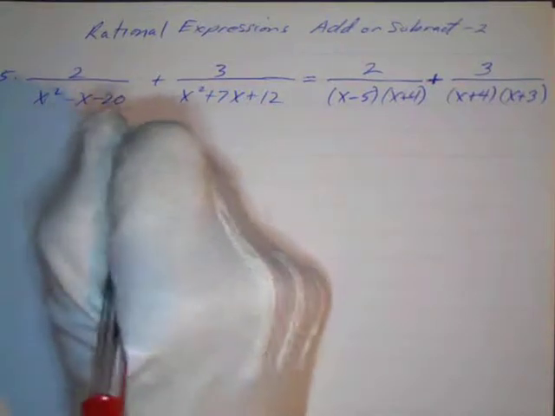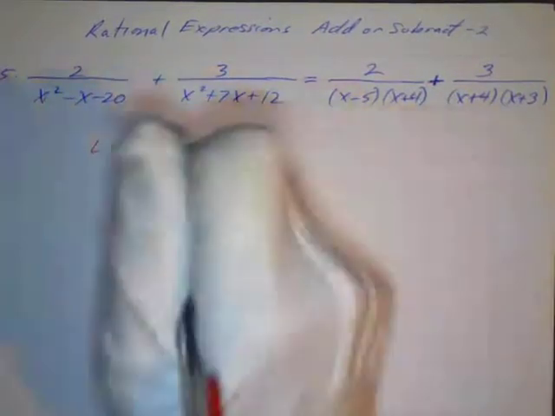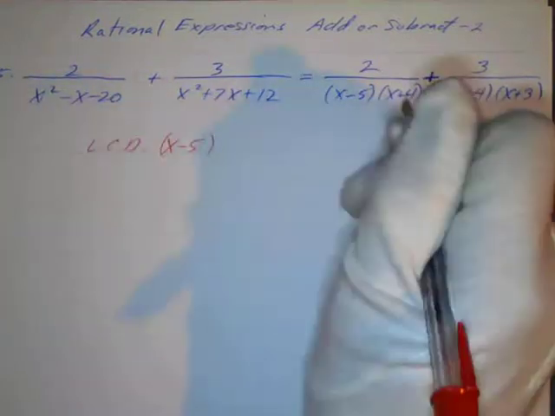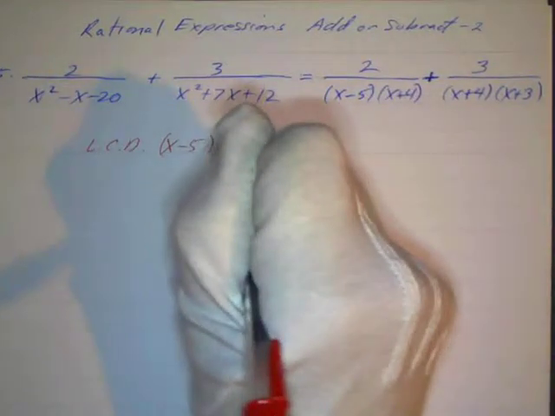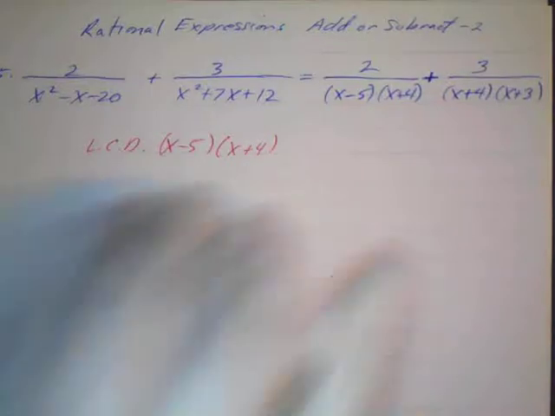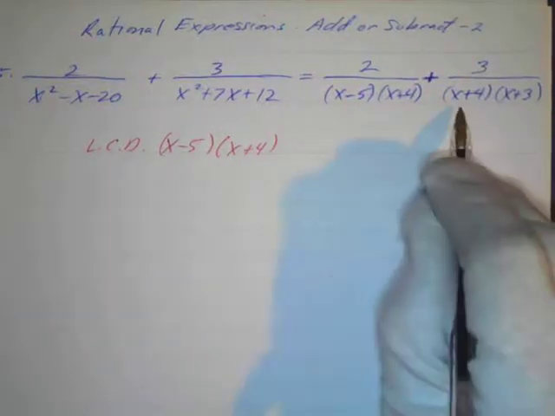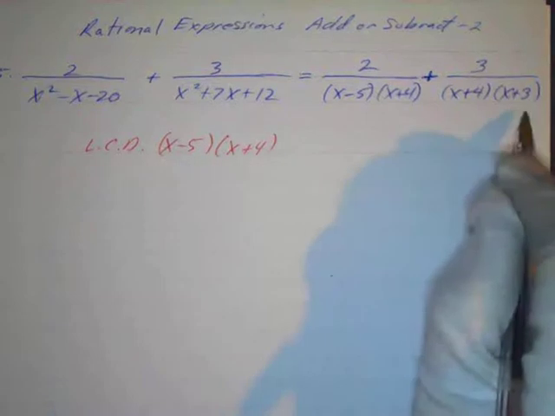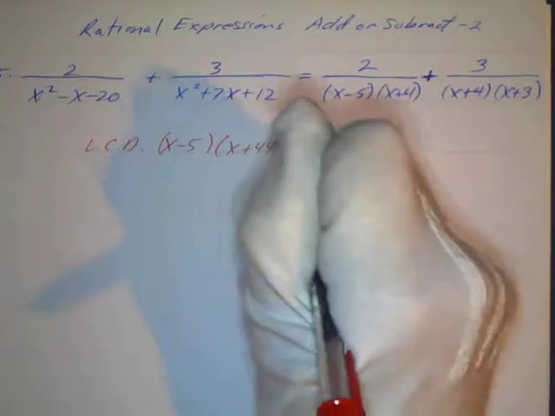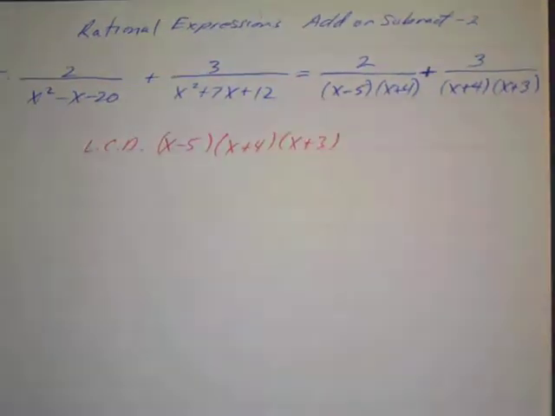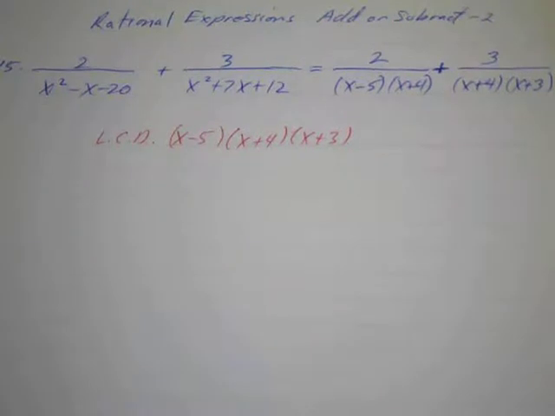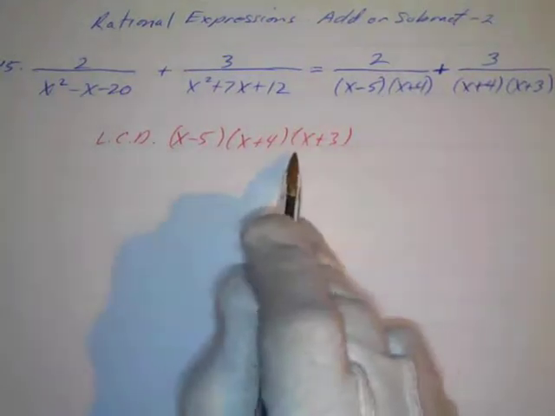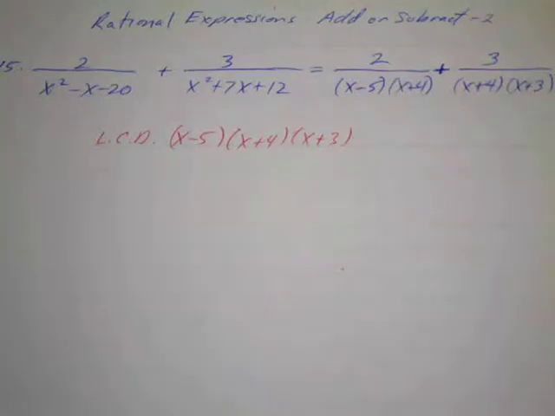So my LCD will be x minus 5 times x plus 4, because that fits into that. And then over here, I have the x plus 4, but what's missing from this that I see over here? x plus 3, so I need the x plus 3. So first of all, identify your LCD, and then we know what we're shooting for. So we have to make sure that both these fractions have the same denominator before we can add them. Okay?